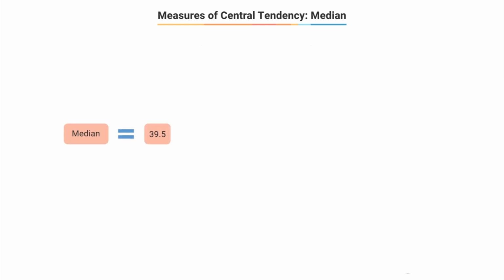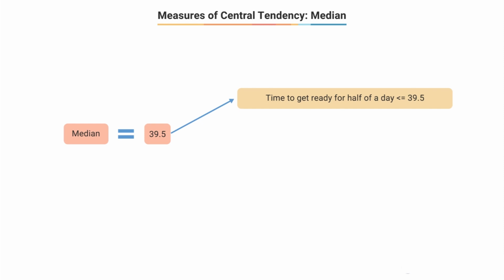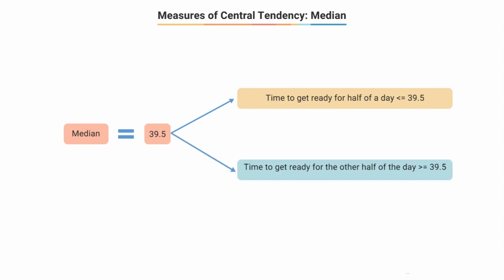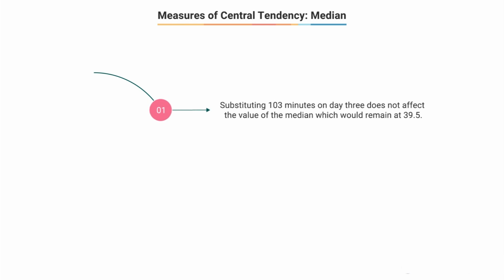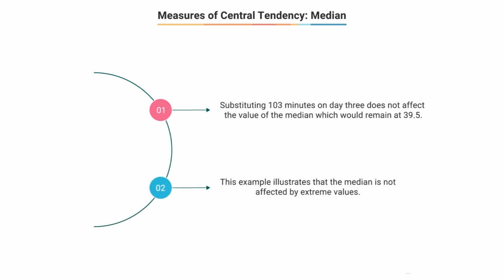The median of 39.5 means that for half of the days, time to get ready is less than or equal to 39.5, and for the other half of the days, the time to get ready is greater than or equal to 39.5. In this case, the median time to get ready is 39.5 minutes. That is very close to the mean time to get ready of 39.69. In the previous section, we noted that substituting 103 minutes for the time of 43 minutes increased the mean by 6 minutes. Doing the same substitution does not affect the value of median, which would remain at 39.5. This discussion illustrates that the median is not affected by extreme values.